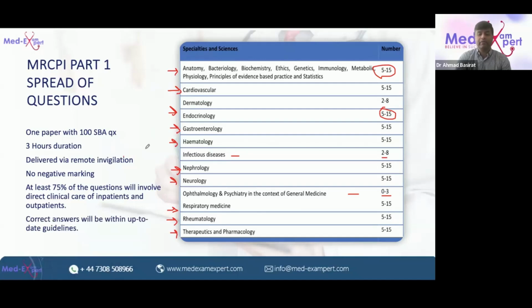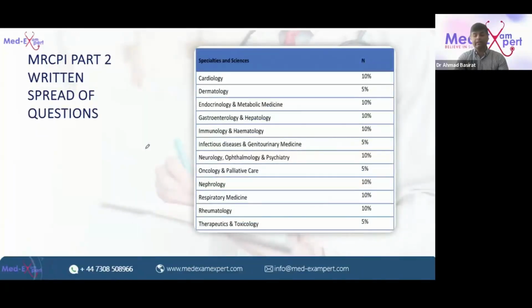Correct answers will be within up-to-date guidelines, and as you know, guidelines do change from time to time, so they tend to make it as close as possible to whatever is available in the most up-to-date guidelines at that point in time.